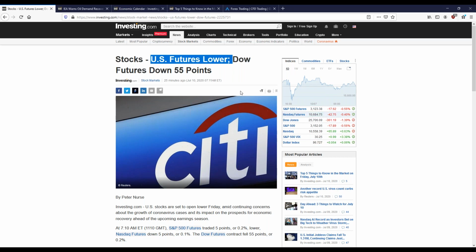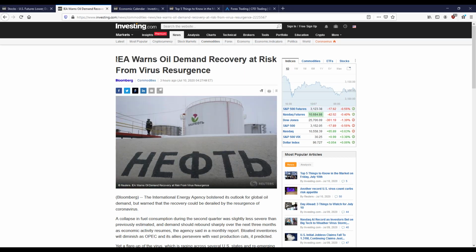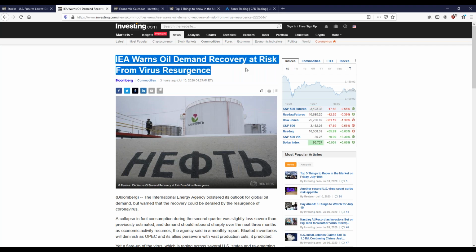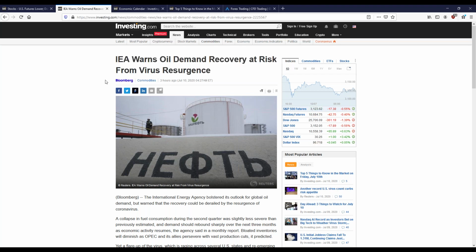US futures lower. And if we look at some of the other headlines, IEA, that's the energy agency, warning about oil demand recovery being at risk because of the virus resurgence, the virus breaking out more and more in areas, really strong in areas in the US and other areas around the world that could maybe hurt demand for oil, is the fear here with this headline and this article. And so that's weighing on oil prices right now. So we're starting to feel why there's fear on the market. And really it's related to the virus outbreak maybe worsening in some key areas around the world.